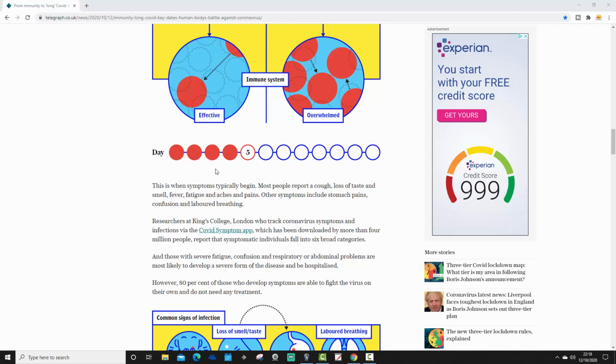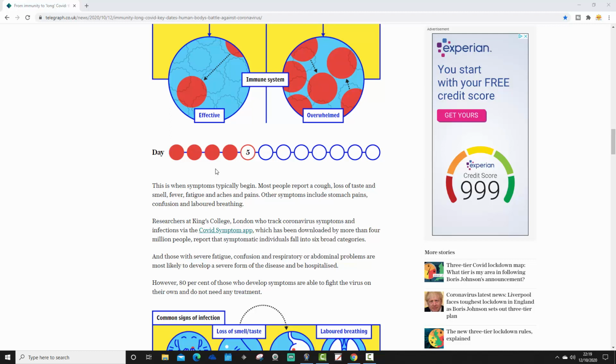This is when symptoms typically begin. Most people report a cough, loss of taste and smell, fever, fatigue, and aches and pains. Sounds very much like flu, doesn't it? It's an opening salvo of symptoms. They say other symptoms can include stomach pains, confusion, and labored breathing. I suppose that's if you get a more serious version of the virus.